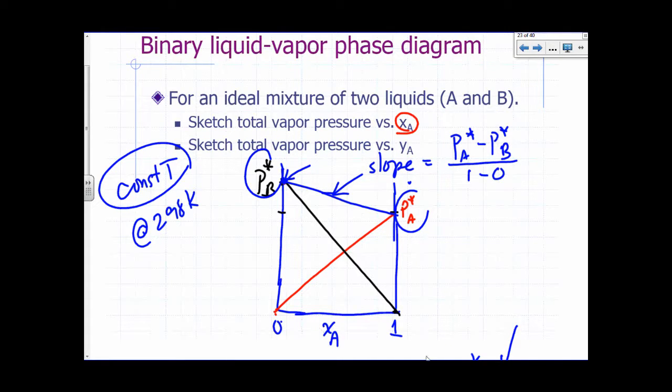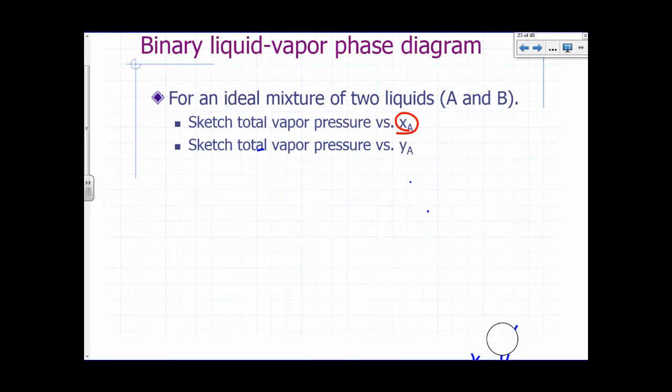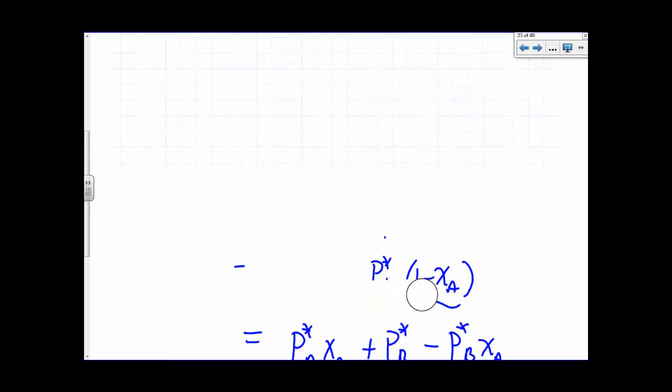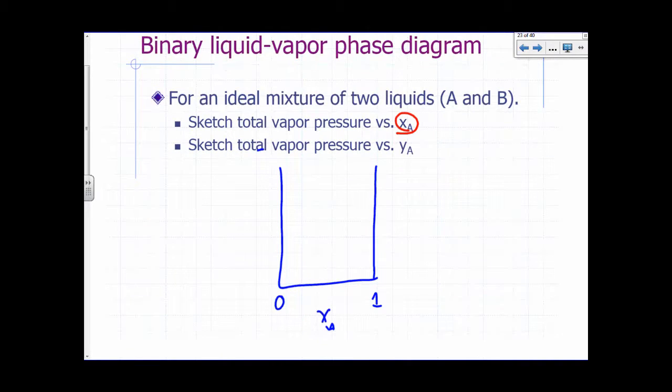Now, what would be the plot of total vapor pressure versus mole fraction of A in the vapor? Remember, x of A is the mole fraction of A in the liquid. Okay, let's start over. So we said, from x of A equals 0 to 1, our plot looks like this. This is P star B. This was P star A. And the graph's going to look like that.